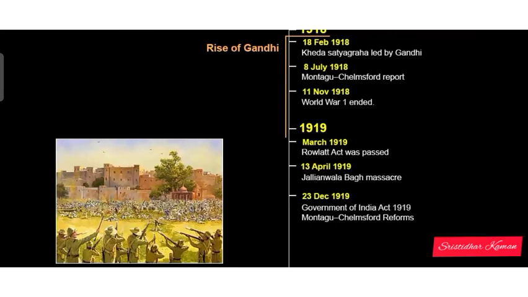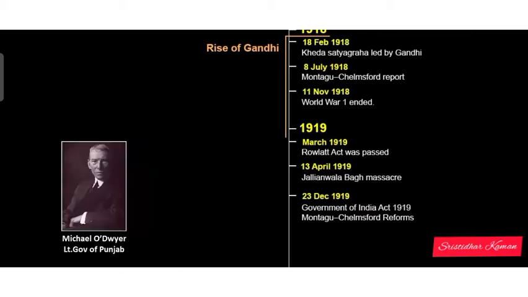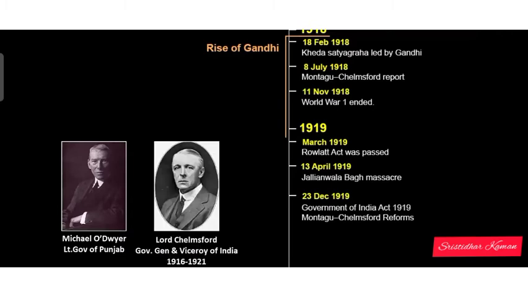The situation in Punjab was already alarming, as there were riots and protests against the Rowlatt Act. Punjab was already put under martial law, which meant that it became unlawful for more than 4 people to assemble at a place. The Lieutenant Governor of Punjab at that time was Michael O'Dwyer. Lord Chelmsford was India's Viceroy.